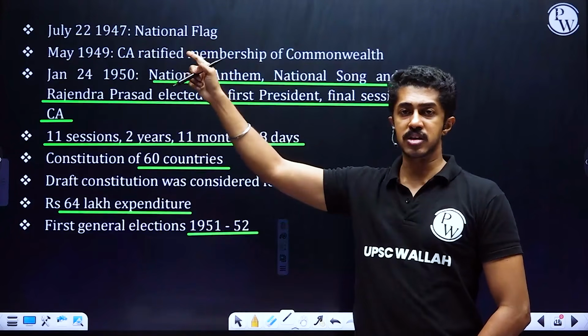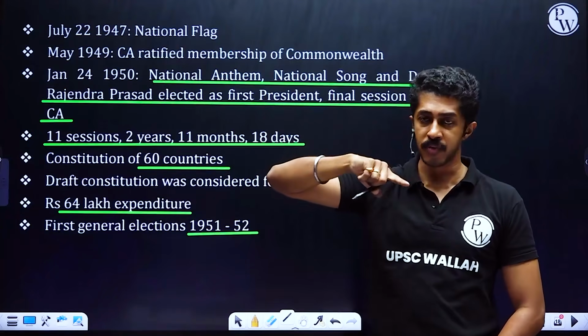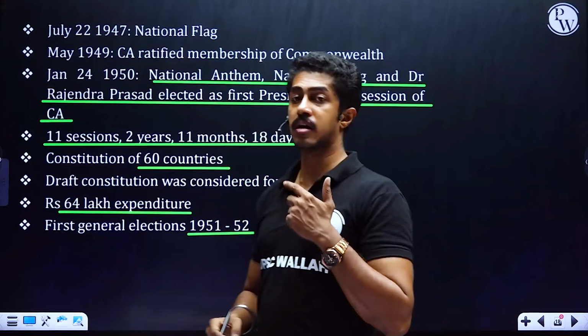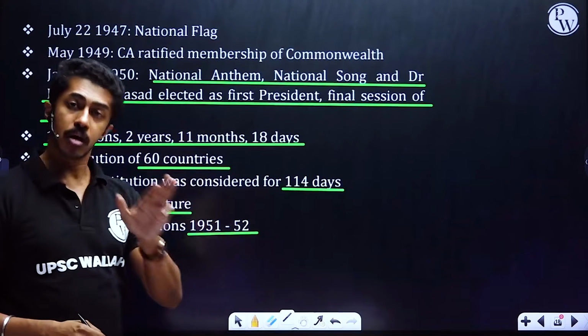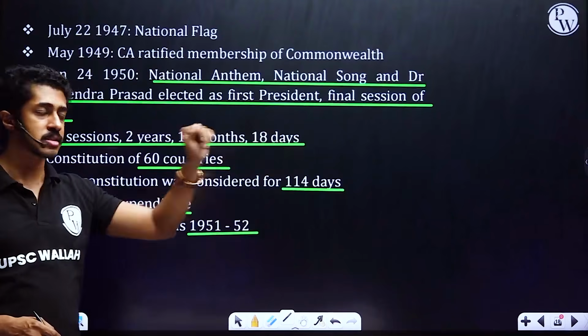July 22, 1947, national flag. May 1949, ratification of membership of the Commonwealth. January 24, 1950, national anthem, national song, Rajendra Prasad as president, final session of the Constituent Assembly. 11 sessions, 2 years, 11 months, 18 days.